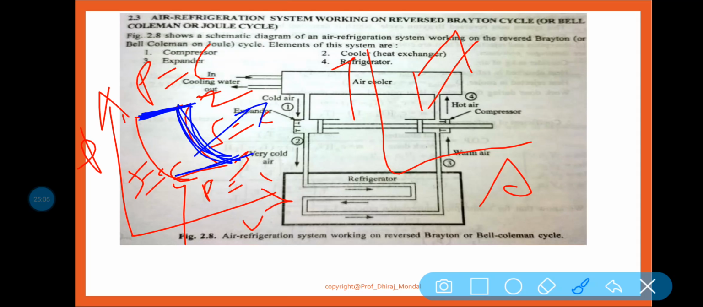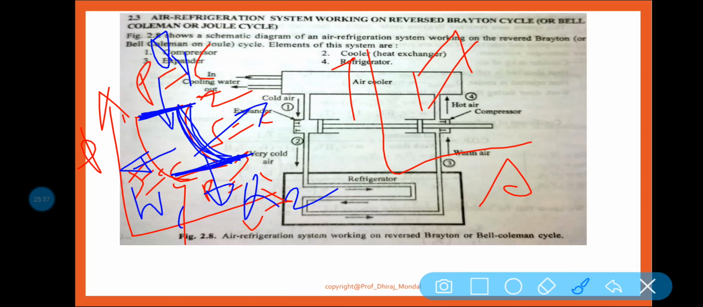And this one is your isobaric heat rejection. Q2 amount of heat is rejected, here Q1 amount of heat is added. And this one is your what? WC. WC means your compressor work. This much WC amount of compressor work is done on the system. So this is your Brayton cycle, and it is basically used for operating gas turbine.